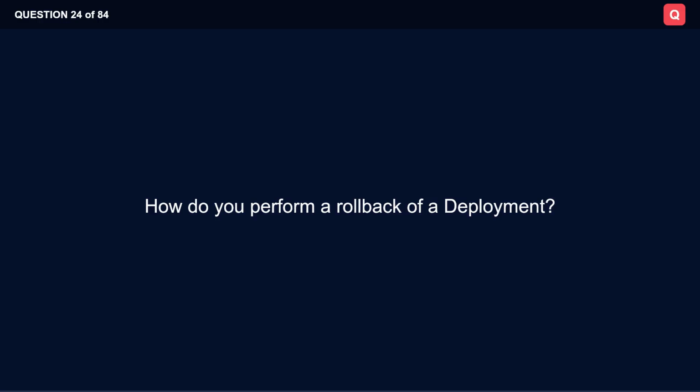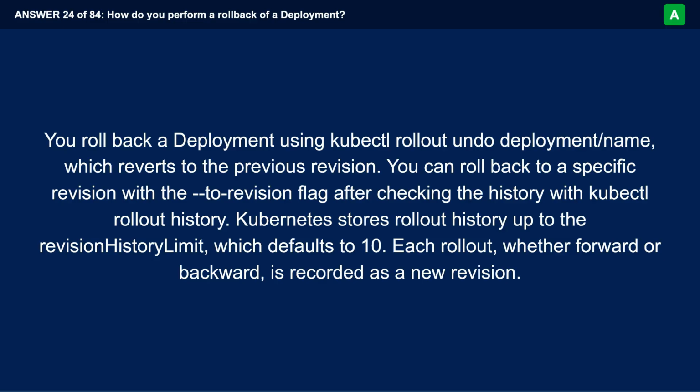How do you perform a rollback of a deployment? You roll back a deployment using kubectl rollout undo deployment/name, which reverts to the previous revision. You can roll back to a specific revision with the --to-revision flag after checking the history with kubectl rollout history. Kubernetes stores rollout history up to the revision history limit, which defaults to 10. Each rollout, whether forward or backward, is recorded as a new revision.